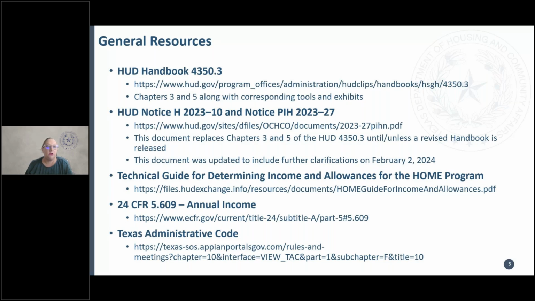We also use the technical guide for determining income and allowances for the HOME program. And then 24 CFR 5.609 outlines annual income and what's excluded from that. If it is not listed as an excluded income, then it is to be included as income.